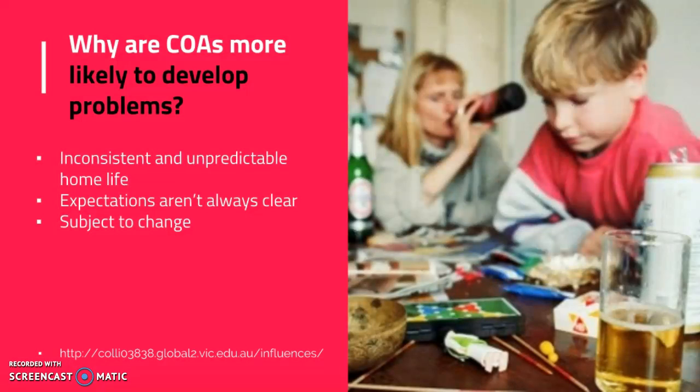There are 3 main reasons as to why the children of alcoholics are more likely to develop problems. The first is the inconsistent and unpredictable home life they have. Second, expectations aren't always clear. And third, everything is subject to change. Situations are always changing in an alcoholic household, so one minute everything will be fine and at peace, but the next chaos will arise, even over the most simple of conflicts.